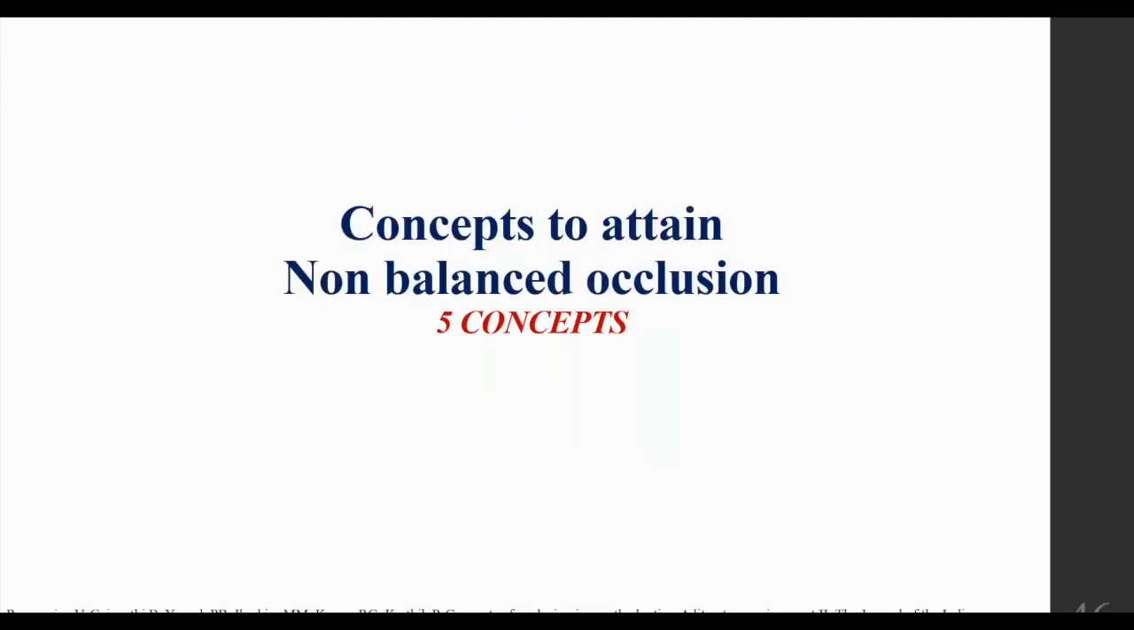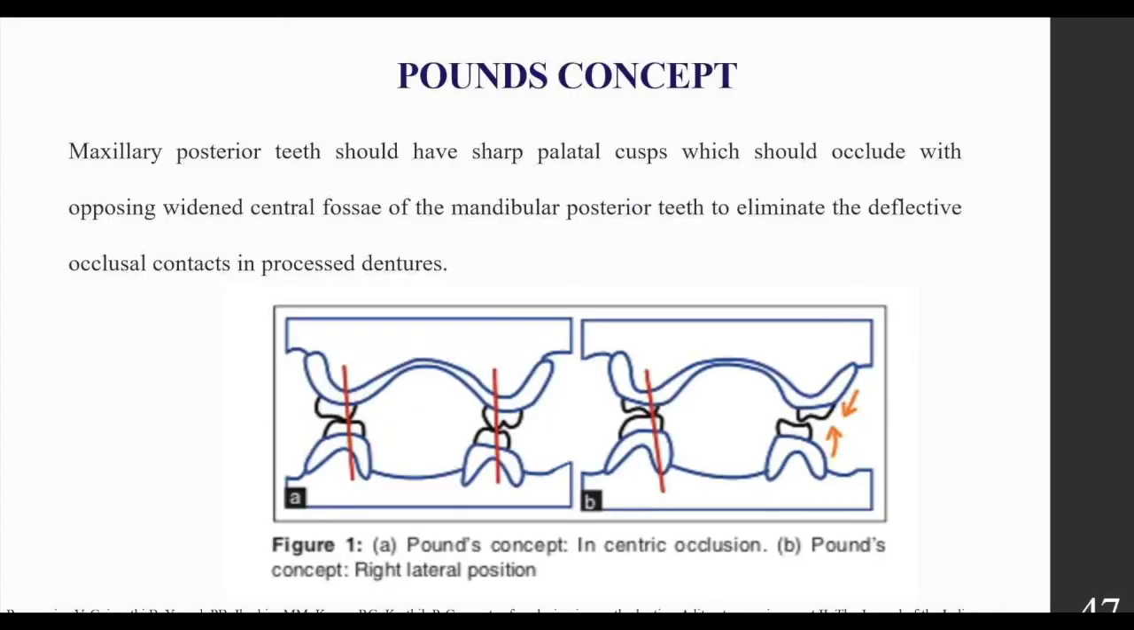Coming to the concepts to attain non-balanced occlusion, there are 5 concepts. First is Pound's concept. He said that the maxillary posterior teeth should have a sharp palatal cusp, which should occlude in the widened central fossa of the mandibular posterior teeth. Now, in the centric occlusion, the occlusal forces are directed towards the ridge, and in the right lateral position, the buccal cusps on the working side are out of contact, and the force is directed towards the lingual side of the lower ridge.